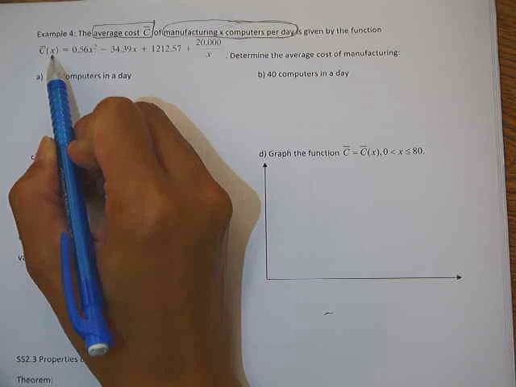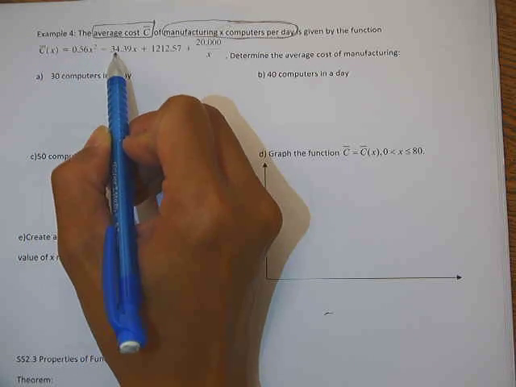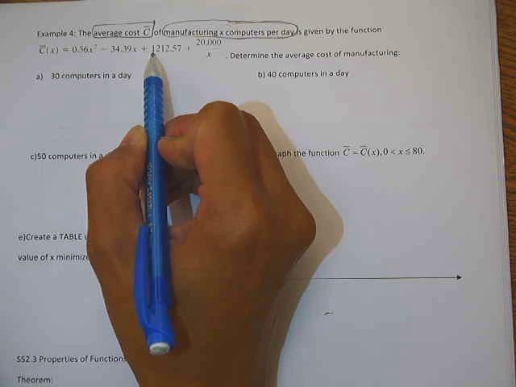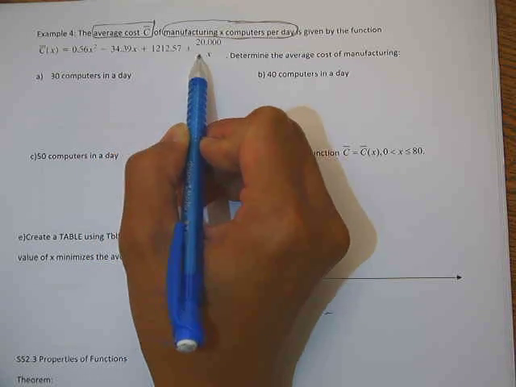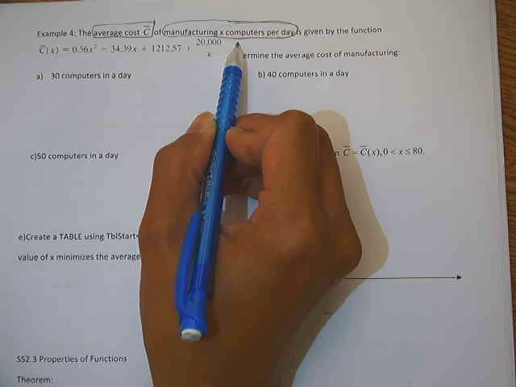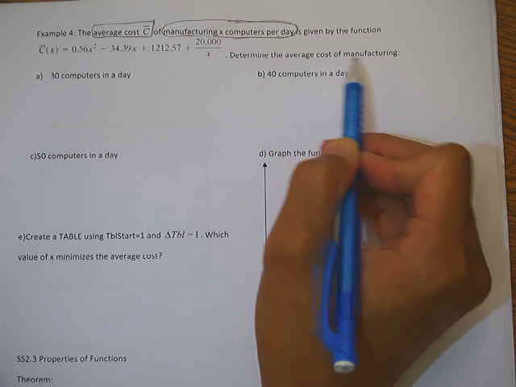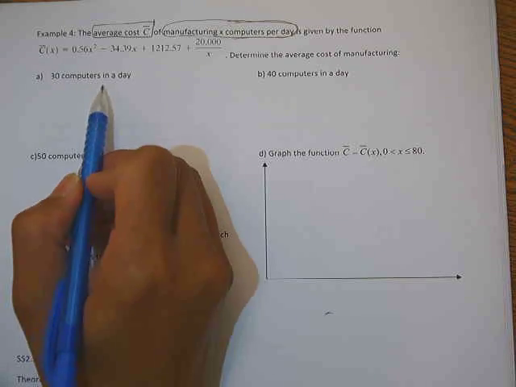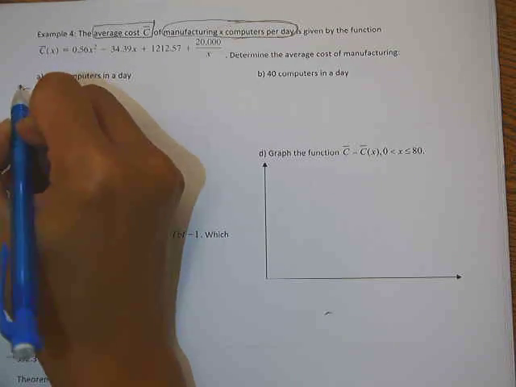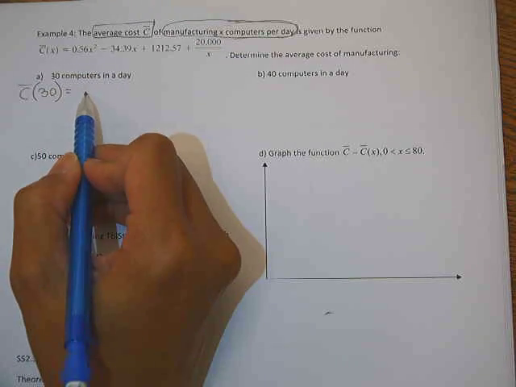C of x equals 0.56x squared, take away 34.39x plus 1,212.57 plus 20,000 divided by x. Determine the average cost of manufacturing 30 computers per day. So let's find this. The cost of 30 computers means your input is 30.